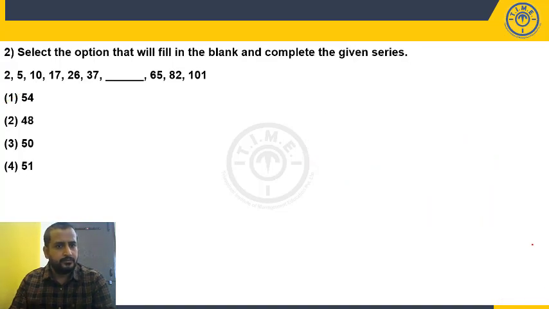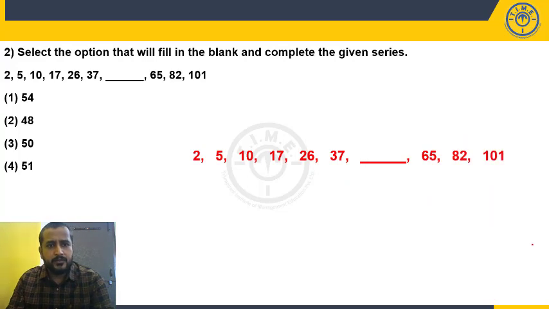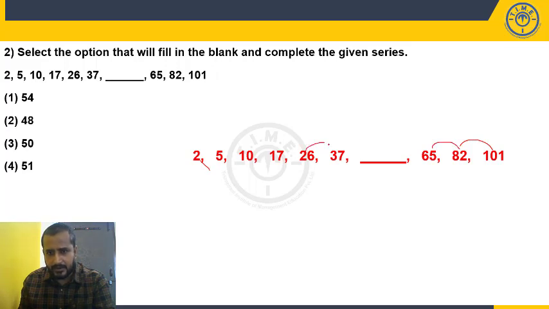Question number 2. Select the option that will fill in the blank and complete the given series. Okay, let's see. What is the difference here? Look at this. Numbers are increasing gradually. There is a small jump from one number to another number. It is not double, triple, 4 times, not like that. So then we are going to check difference logic. If the numbers are increasing gradually, we are going to check difference.